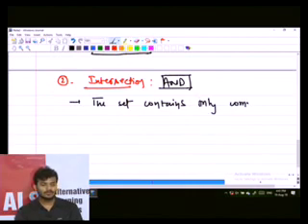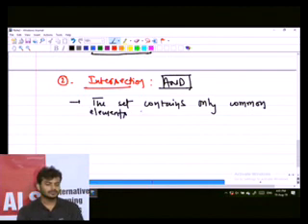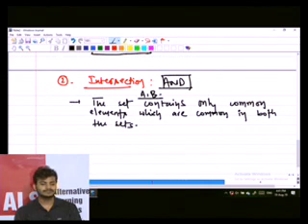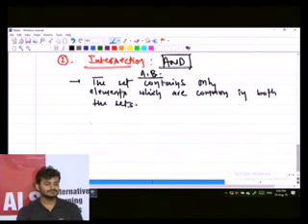Only common elements, which are common in both the sets. Again, bachcho, I am talking about set A and B, so don't get confused. If we have three sets, we will be talking about A, B and C, right? The set contains only elements which are common in both the sets. Okay.